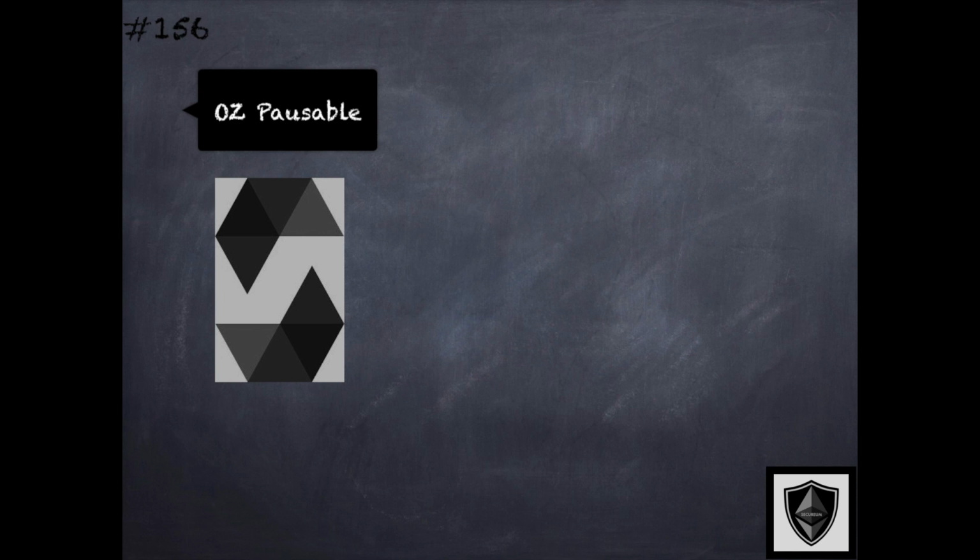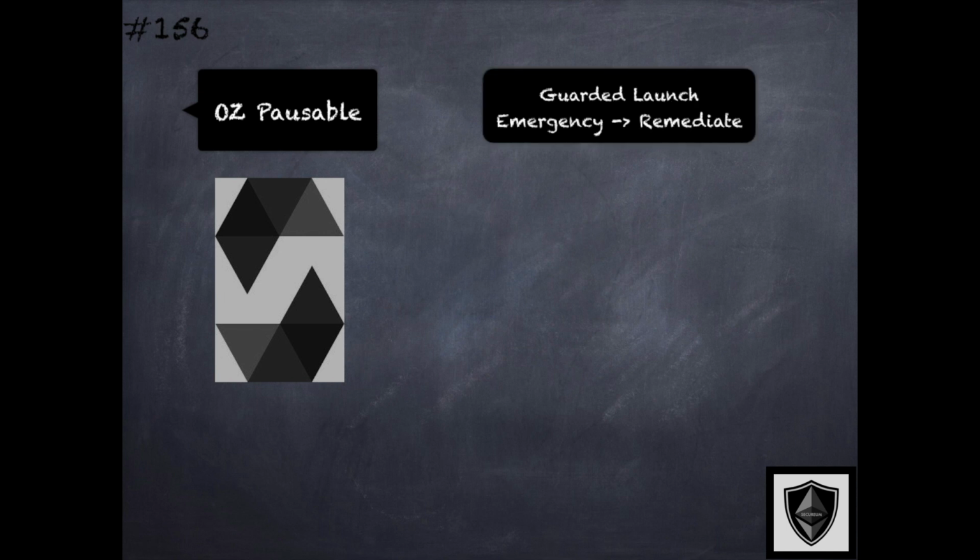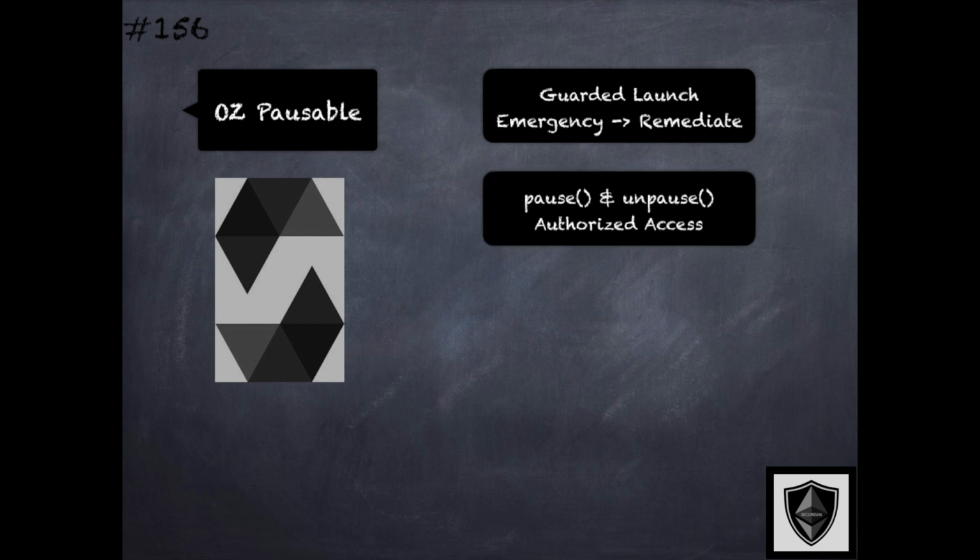The Pausable library from OpenZeppelin is interesting from a security perspective because it allows teams to execute what is known as a guarded launch. And what this means is that when the team is launching a new project with smart contracts, it's good for the team to anticipate potential emergencies that could arise, and using this functionality of the Pausable library, they can pause the smart contracts, deal with the emergency, remediate any risks from that emergency, and then unpause the contracts to continue normal operations.